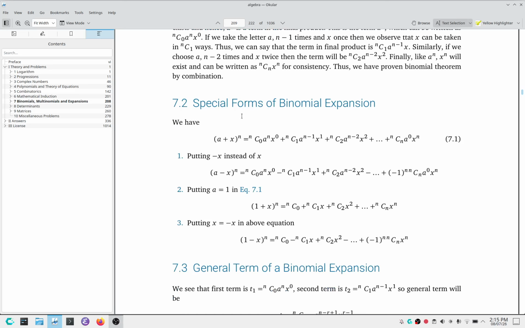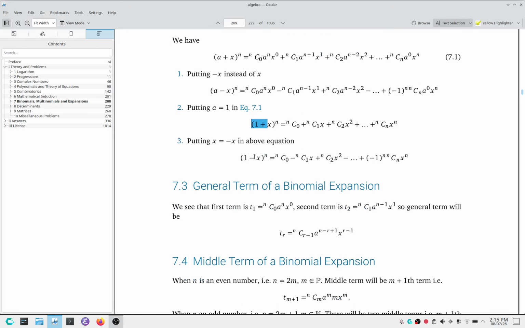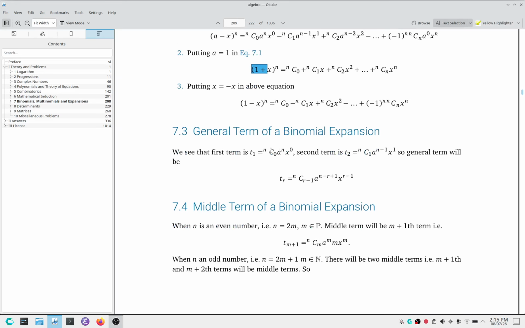Now we have special forms of binomial expansion. This is what we have proven. We put x equal to minus x, so (a minus x) to the power n is equal to this much. And we put a equal to 1 in this expansion. We get (1 plus x) raised to the power n is equal to nC0 plus nC1 x plus nC2 x square, and so on. We put x equal to minus x in this equation. We get the expansion of (1 minus x) raised to the power n, and so on.